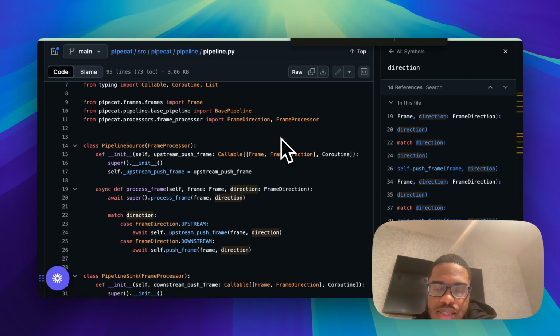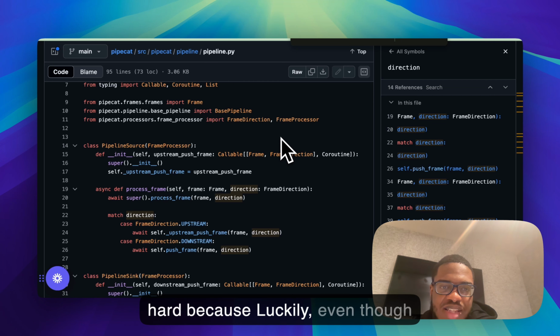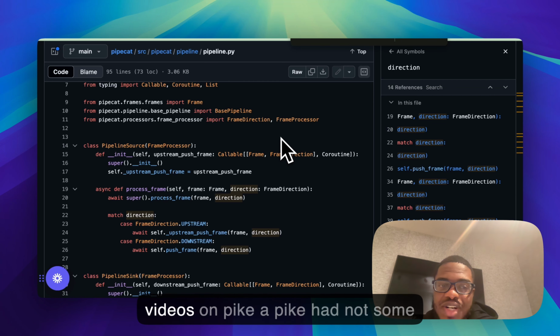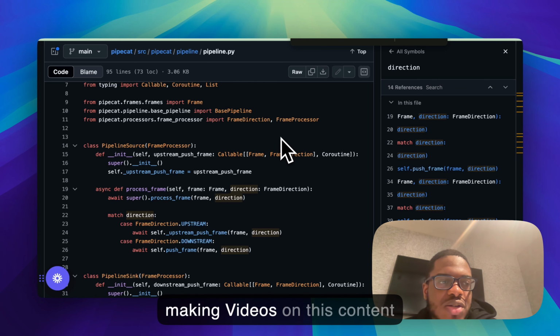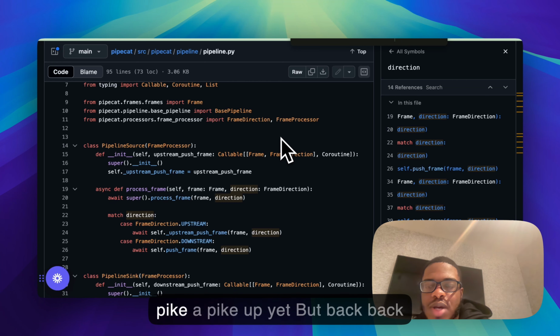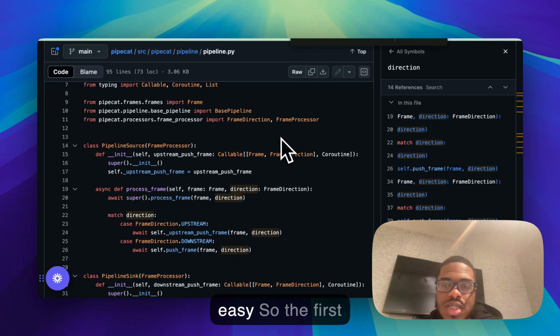First of all, setting up Pipecat itself wasn't too hard, because, luckily, even though there are surprisingly very, very few videos on Pipecat, for some reason not many people are making videos on this content, maybe because not too many people are building on Pipecat yet, Pipecat has straight-out code examples and documentation that make it pretty easy to set up.